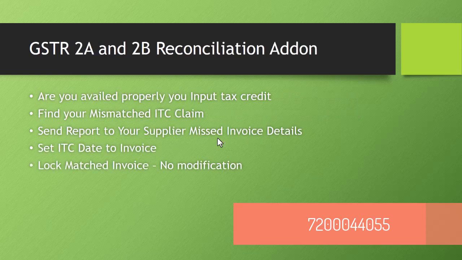Next one, most important, already inbuilt in Tally Prime 3.0, is GSTR 2A and 2B reconciliation. But what happened? It's somewhat complicated. It's not there in an easy way. If you want to see which one is matched and which one is not matched, as per your purchase books and as per your portal data, you can match, but sometimes the inbuilt Tally one is complicated.